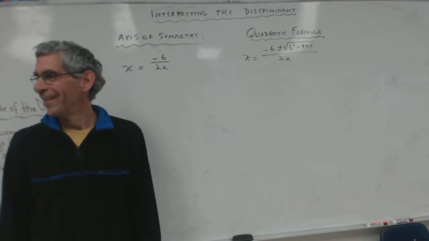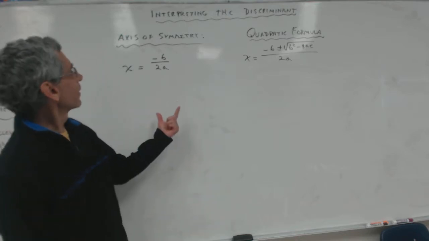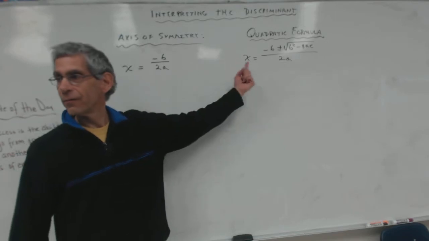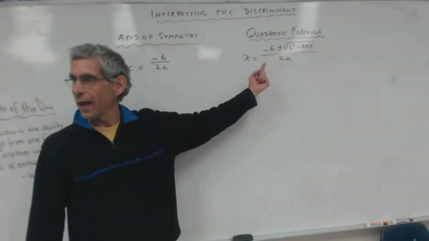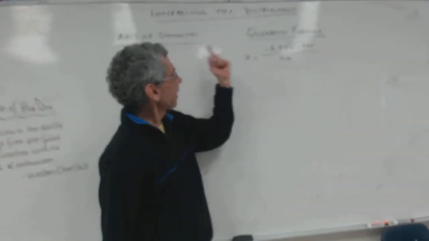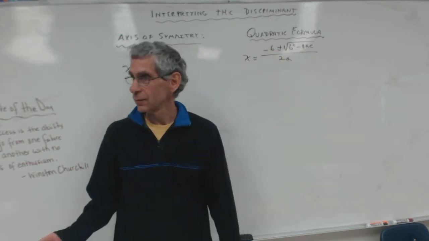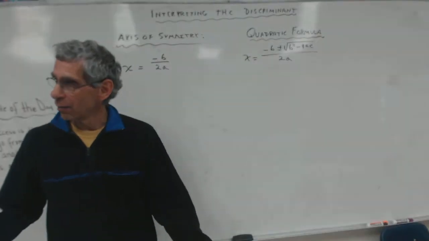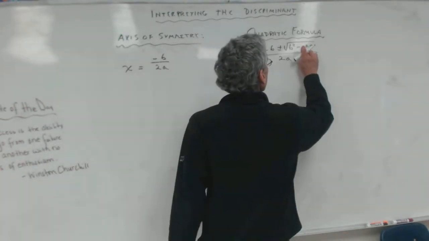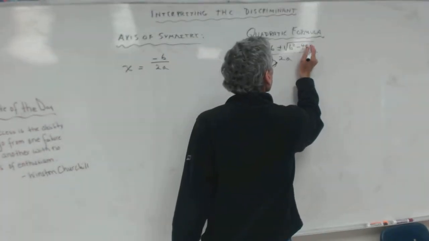What is different about the quadratic formula? What does it have that the other doesn't have? The only thing it has is the plus or minus the square root of b squared minus 4ac. Right? That's the only difference.